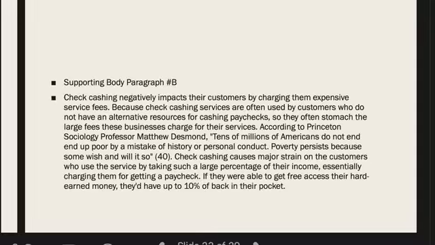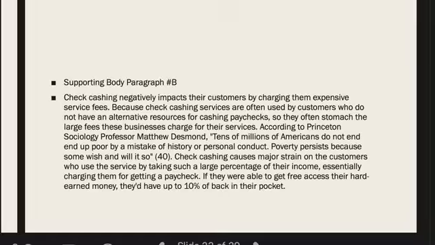Same topic sentence. Check cashing negatively impacts their customers by charging them expensive service fees. So I'll read this one as well. Because check cashing services are often used by customers who do not have alternative resources for cashing paychecks, they often stomach the large fees these businesses charge for their services. According to Princeton sociology professor Matthew Desmond, quote, tens of millions of Americans do not end up poor by mistake of history or personal conduct. Poverty exists because some wish and will it so, unquote, citation.